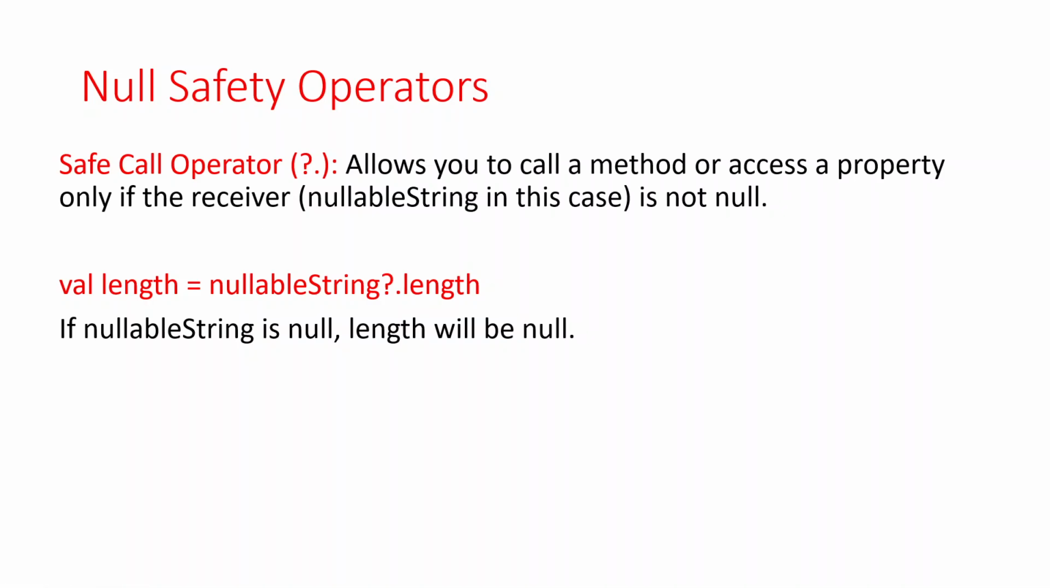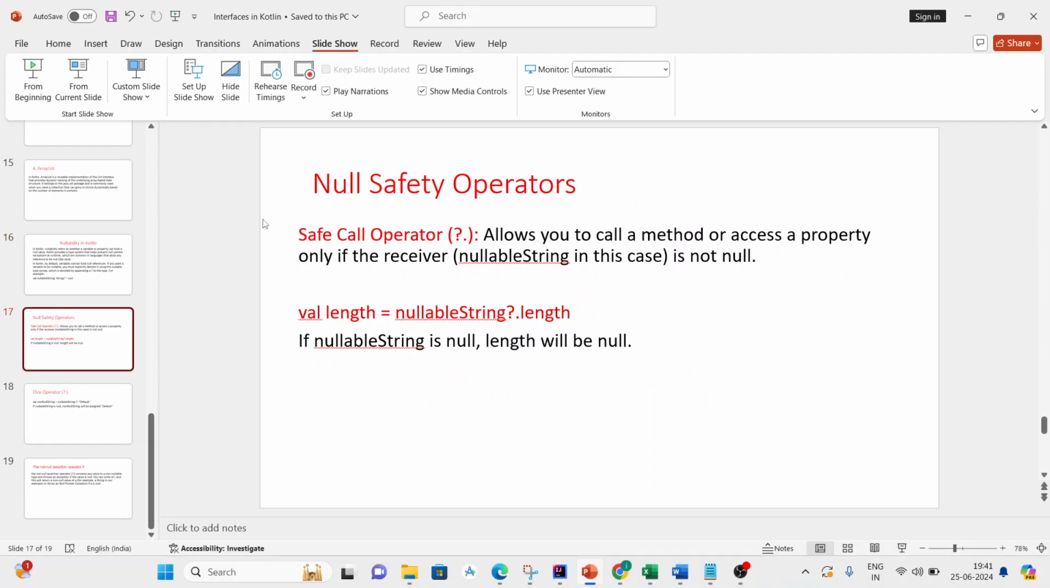Types of null safety operators. The first operator is the safe call operator. The safe call operator allows you to call a method or access a property only if the receiver, the nullable string in this case, is not null. For example, here I have taken one variable, val length, and I am trying to find the length of a string. If the nullable string is null, then the length will be null. Let's understand it by giving one example.